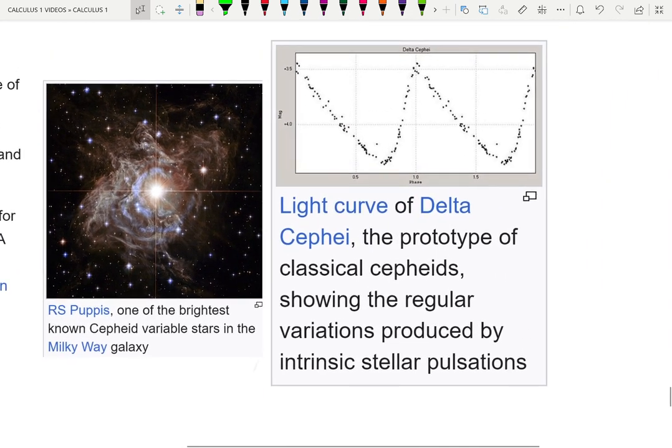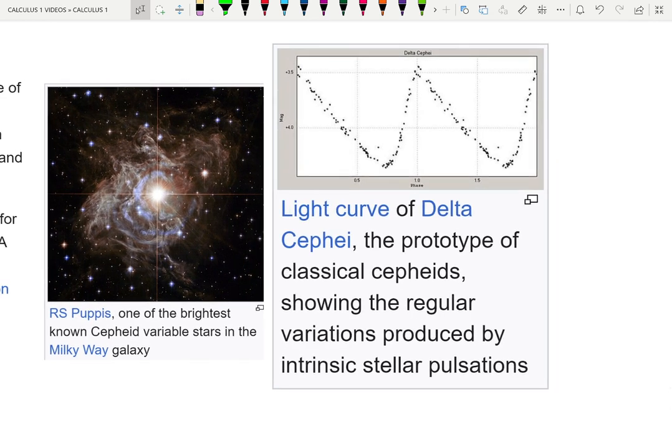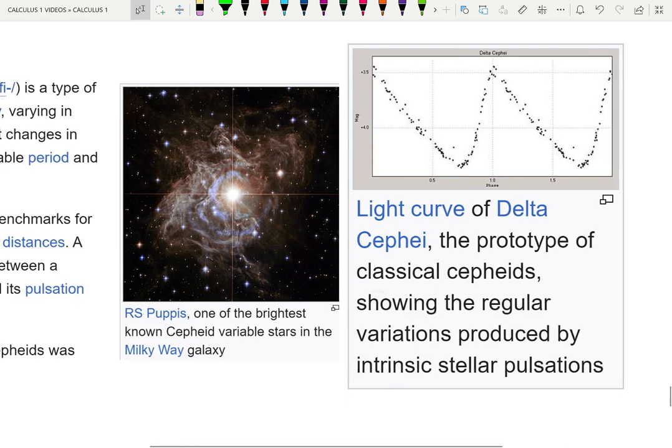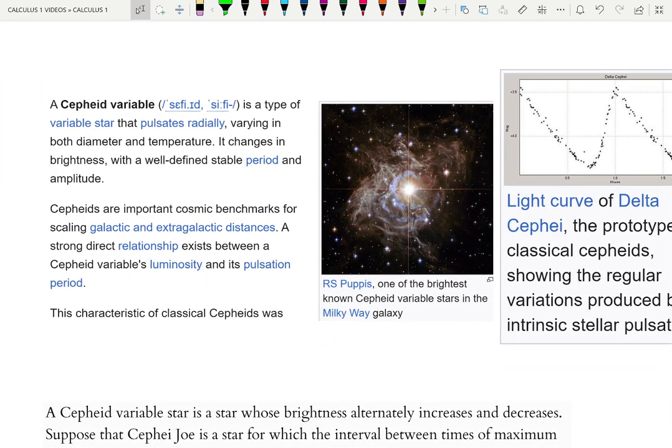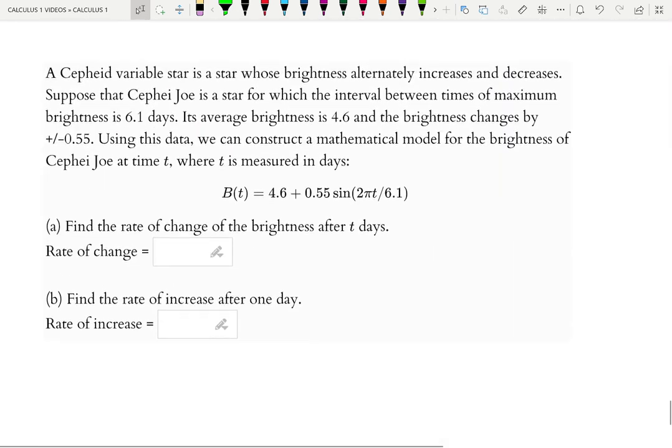And of course, they have sines and cosines there, and that's why you see a sine in the function in front of you. So apparently, they call it stellar pulsation. How cool is that? Stellar pulsation. And here's the graph. It also looks pretty amazing. Well, let's go back to the problem.